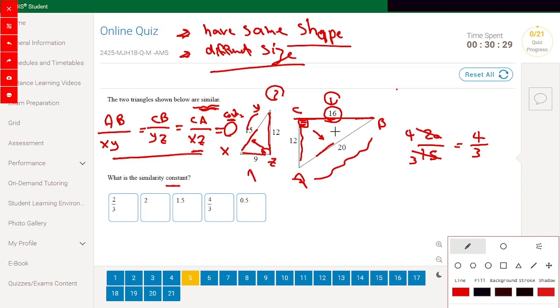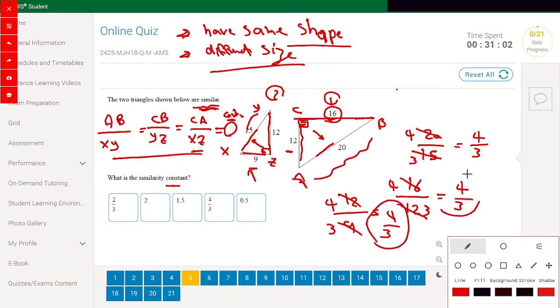Let's take one of the other sides. Let's take CB, which is 16, divided by YZ, which is 12. Dividing by 4, 16 becomes 4 and 12 becomes 3. It will be 4 over 3. Let's take the other side, CA, which is 12, divided by 9, which is XZ. Dividing by 3, 12 becomes 4 and 9 becomes 3, which is also 4 over 3. So you see here it has the same constant, the same value. So the answer here will be 4 over 3.